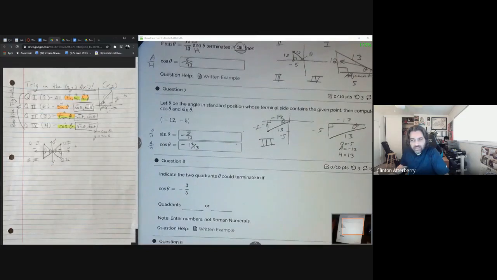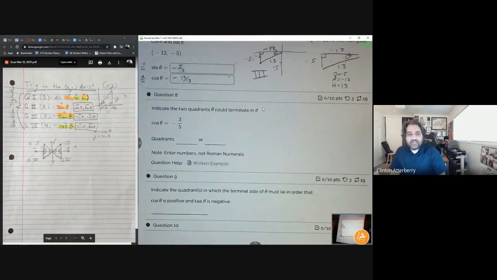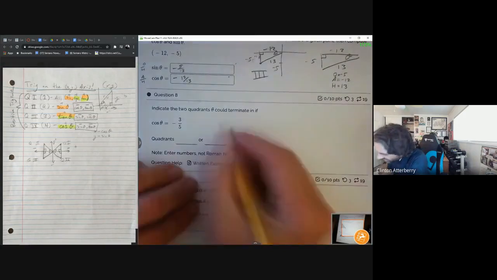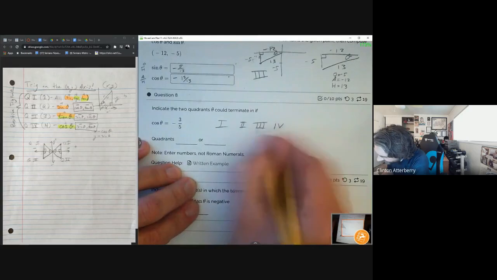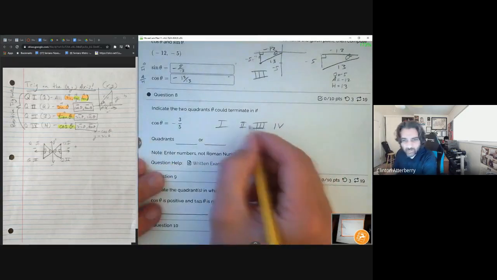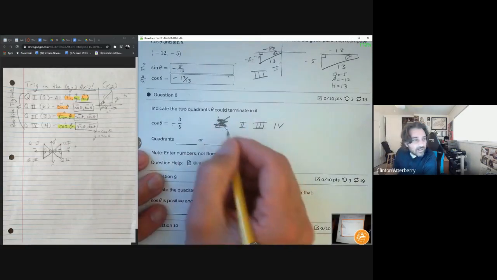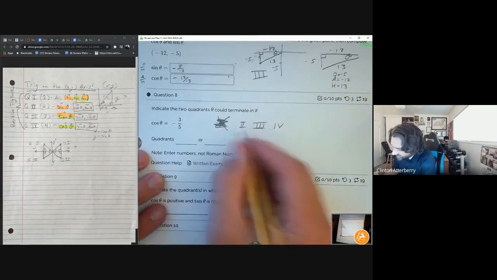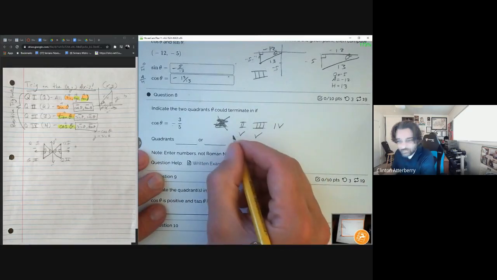Okay, taking a look at question number 8. Indicate the two quadrants theta could terminate in if cosine theta is negative 3 over 5. All they want you to do is look at negative 3 over 5 being cosine, and cosine is positive in 1. So here's our options, right? Either 1, 2, 3, or 4? Which one is it? Well, we know it's not 1 because see how it's negative? We know it's positive in 1. And 2, cosine's negative. Check. 3, cosine's negative. Check. And then cosine is positive in 4, it says.